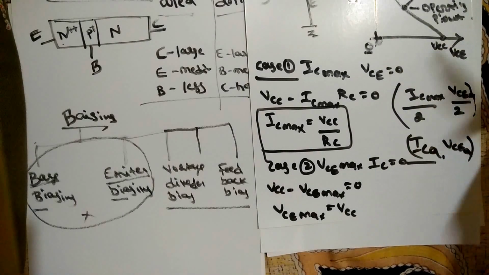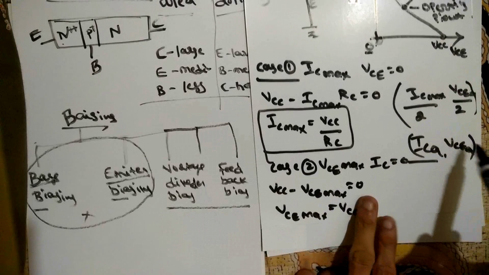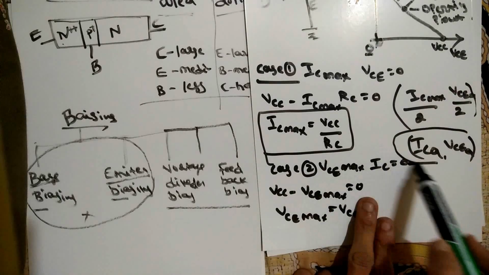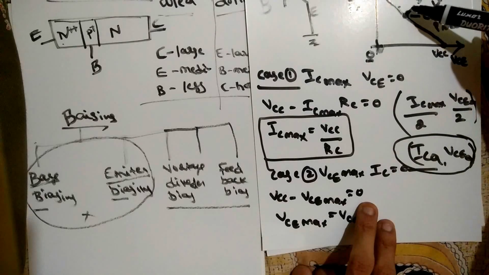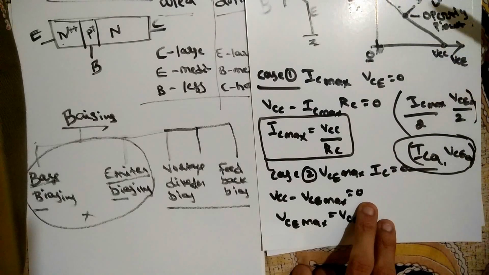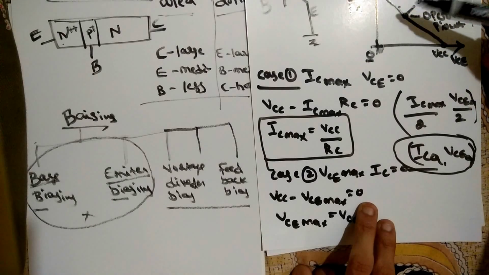For those reasons, our ultimate aim in every biasing is to fix ICQ and VCEQ in such a way that they are in the middle of these two points, making it an operating point in a stable condition.